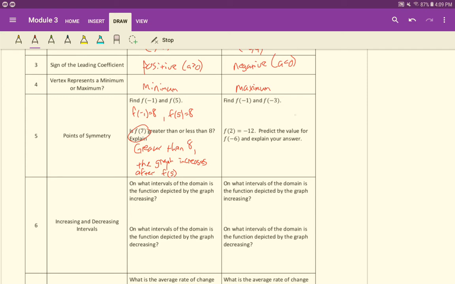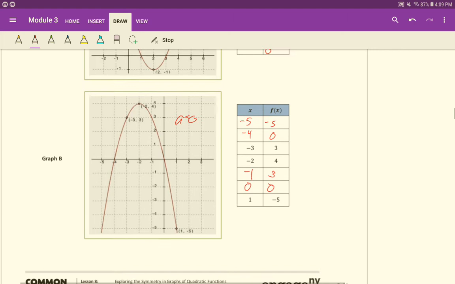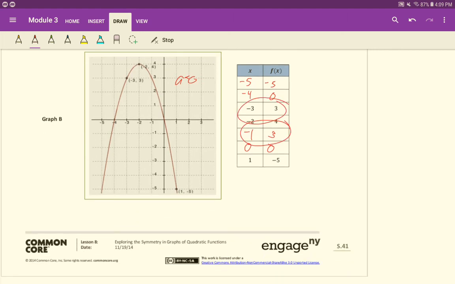Okay, and then go ahead and answer for the points of symmetry here for the other graph. What's f(-1)? What's f(-3)? Pause the video and answer. And then try and answer this one too. Okay, so f(-1) and f(-3), they're both 3.